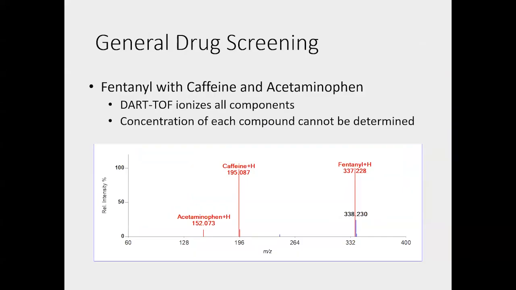And just an example of how we might get some results for drug screening. So we have a mixture that has fentanyl, caffeine, and acetaminophen, and of course, DART-TOF will ionize all components. But as Amber kind of alluded to, especially with heroin, you can't necessarily determine the concentration of each compound based on their abundances. Depending on their proton affinities, that's going to sort of vary and can affect how much their abundance and ionization actually is seen. So as she mentioned, heroin really can very easily be outcompeted by fentanyl or by any other components in a mixture. So you can't necessarily determine the concentration, but you can potentially identify that there are multiple components in a mixture.